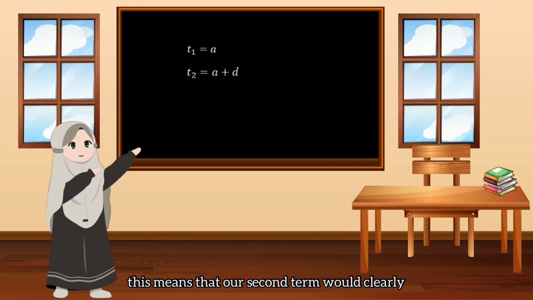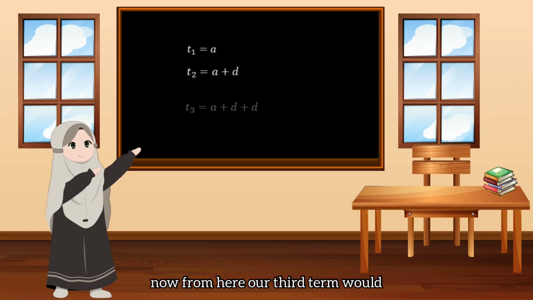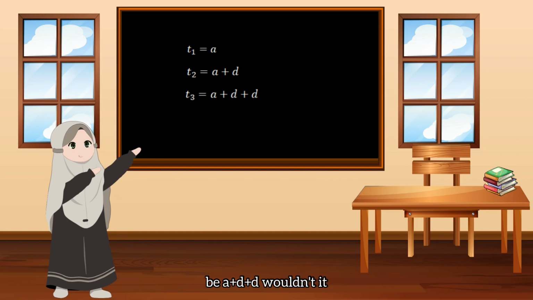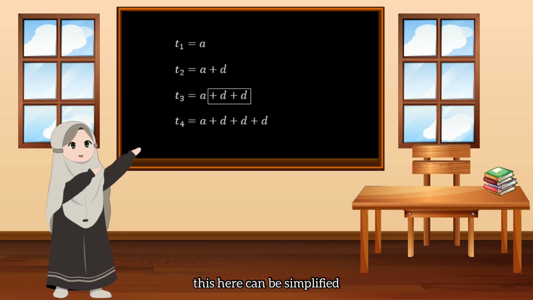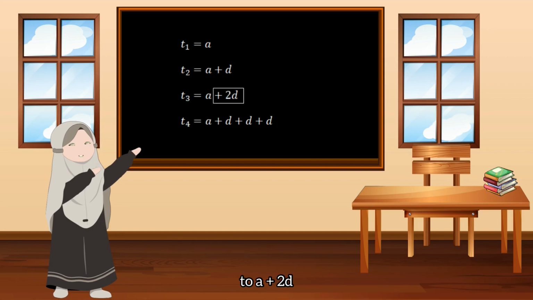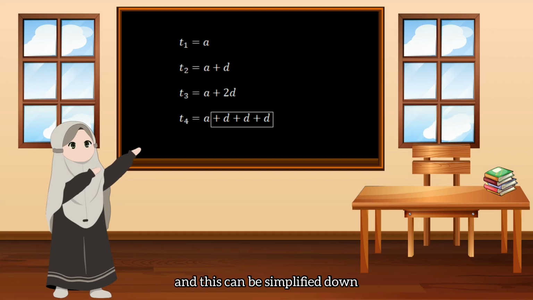This means that our second term will clearly be A plus D. Now from here, our third term will be A plus D plus D. And our fourth would just be an addition of D one more time, giving us A plus D plus D plus D. And notice that we can actually simplify this. This here can be simplified to A plus 2D, and this can be simplified down to A plus 3D.